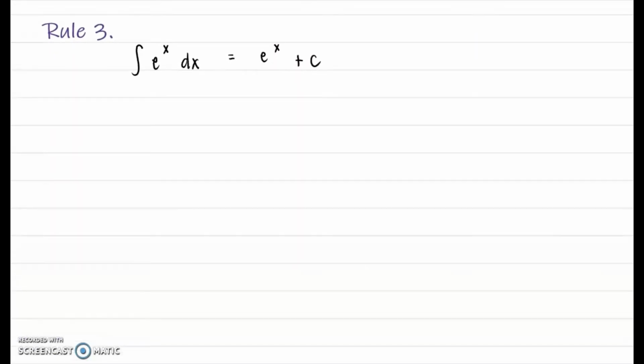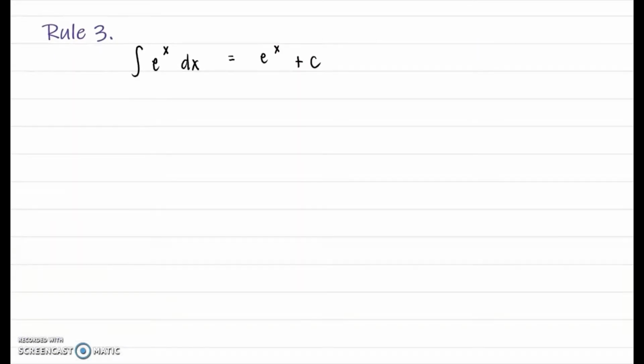Now let's go to rule number 3. So rule number 3 is the integral of e raised to x. The integral of e raised to x with respect to x is just equal to e raised to x plus c. So for example, let's have the integral of 5e raised to x with respect to x.